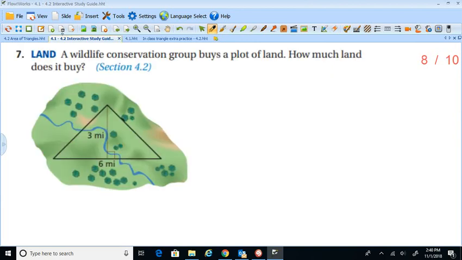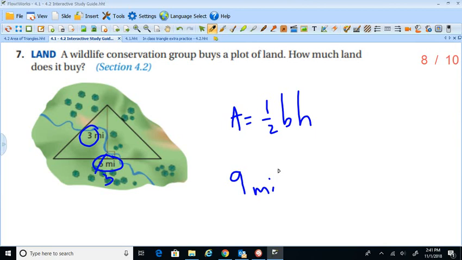Land. A wildlife conservation group buys a plot of land. How much land does it buy? So you can see here, they buy a triangular section of land. The base of the triangle is 6. The height of our triangle is 3. Area is equal to 1/2 times base times height. So I'm going to take half of my base right there, which is now a 3. And 3 times 3 equals 9. So I get 9 square miles.